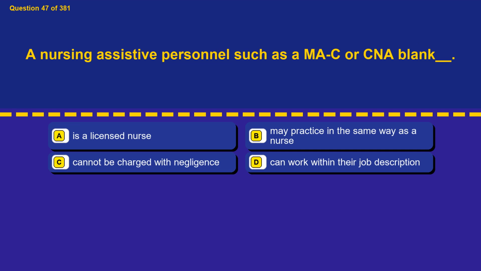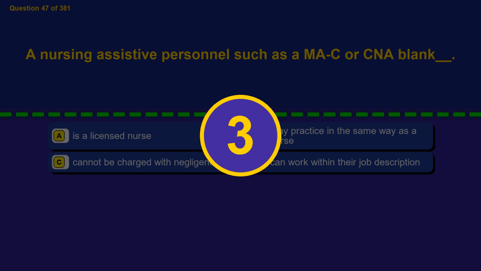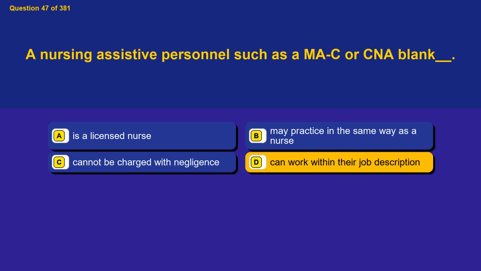Question 47. A nursing assistive personnel such as a MASI or CNA blank blank. Option A is a licensed nurse. Option B may practice in the same way as a nurse. Option C cannot be charged with negligence. Option D can work within their job description. The correct answer is option D, can work within their job description.